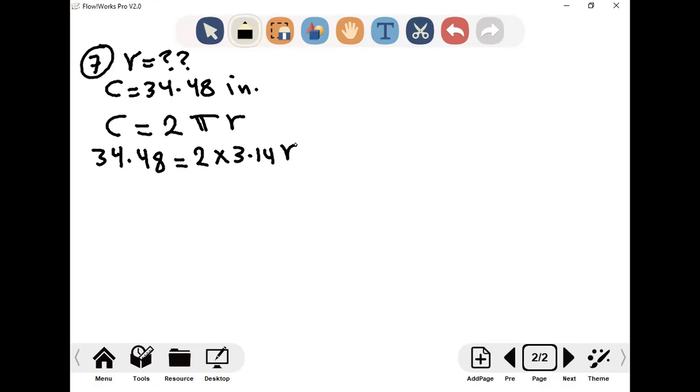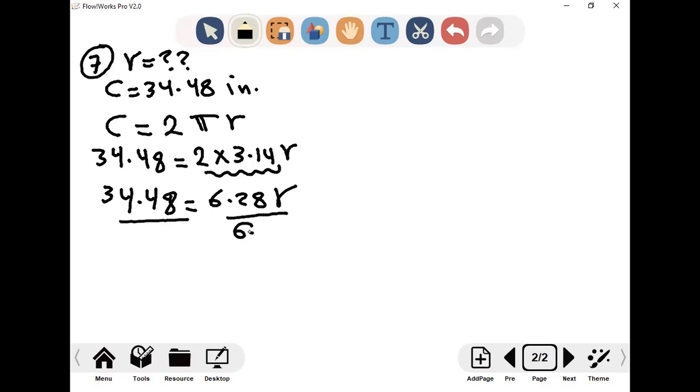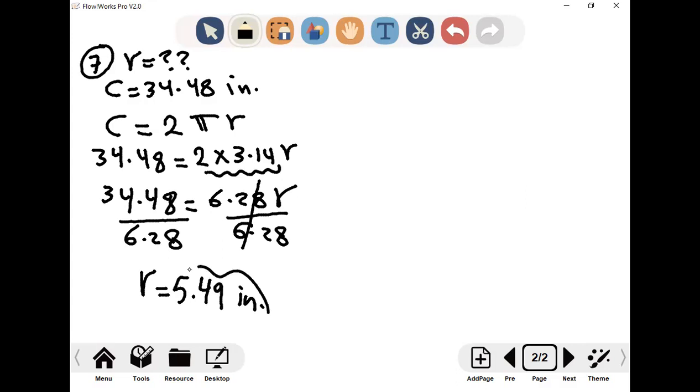Now, to multiply 2 by 3.14, I will simplify it. So 34.48 equals 6.28 r. Multiplication equation, divide both sides by the coefficient, which is 6.28 here and 6.28 here. Cross are equal. If you divide these two numbers, the answer will be 5.49 inch. 5.49 inch. Done.